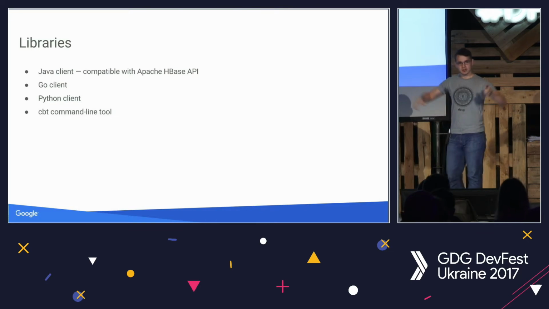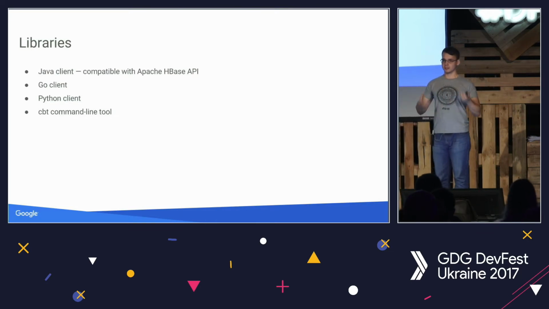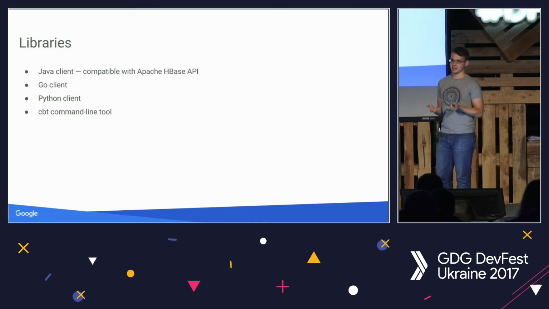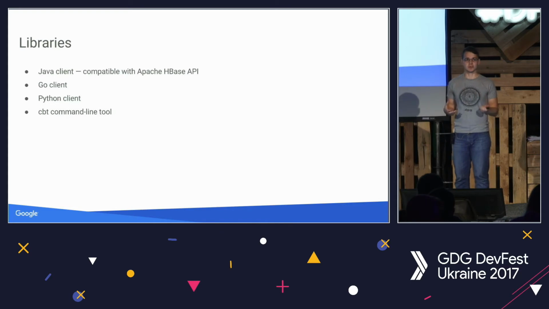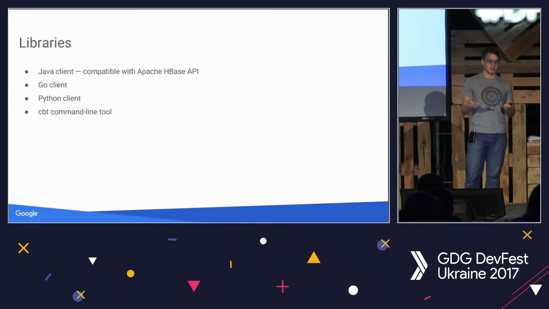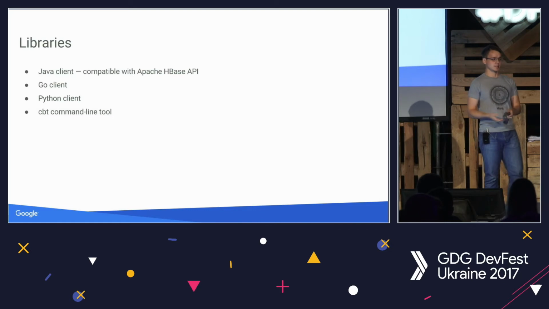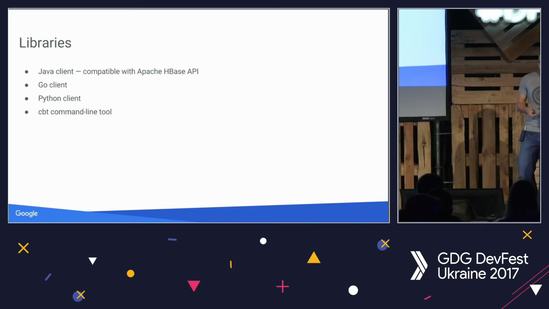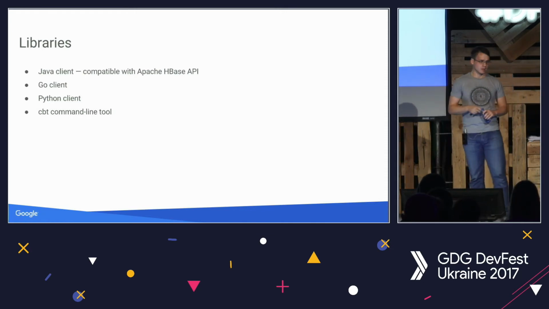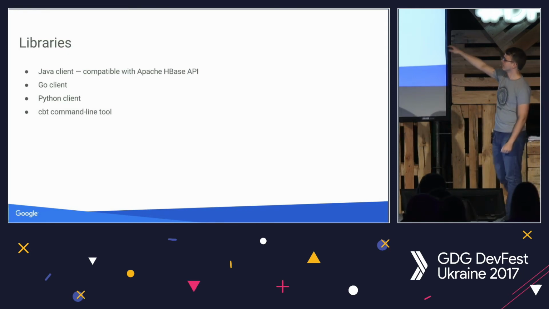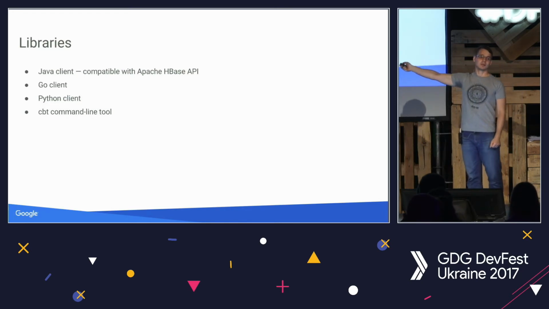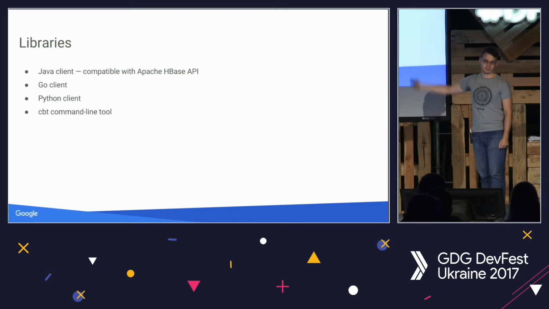Plus, with CBT, you can get up and running with a small Bigtable on your machine for developing purposes. Again, very useful if you don't want to process a lot of data, but you just want to check how your code works, how it combines your data. By the way, the CBT client is based on our own Go library. It means that you can discover the code and best practices on GitHub, because Go client and Python client are open sourced and hosted on GitHub.